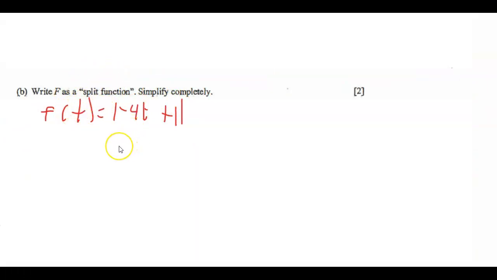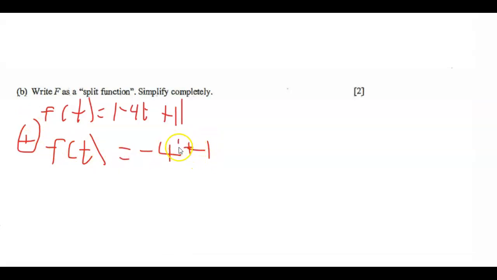Okay, so when you do this as a split function, this will always be a routine approach. I want you to take the positive of this answer, so remove the absolute value. If I want the positive of this answer, f of t will be equal to minus 4t plus 1. I do nothing, I just take it. If I want the negative of the answer, I put a negative here and I multiply it throughout this whole thing.